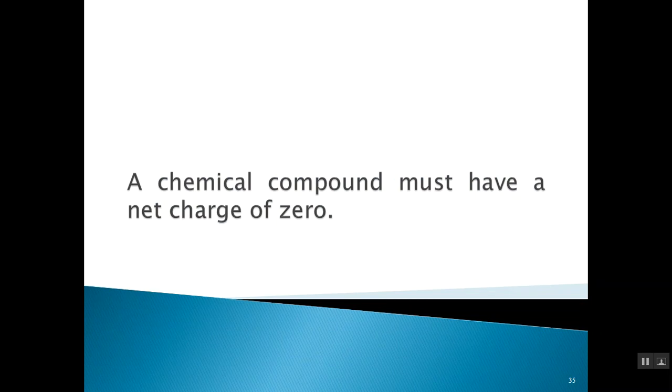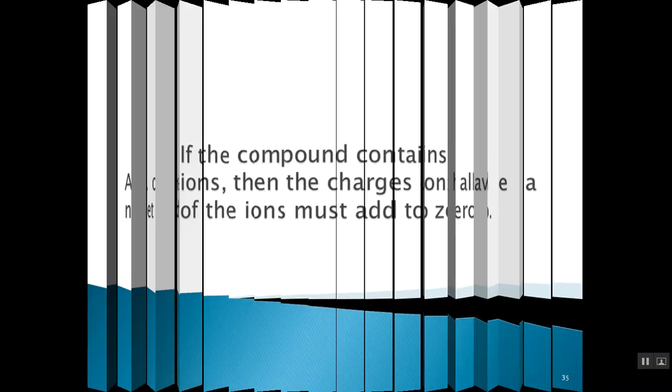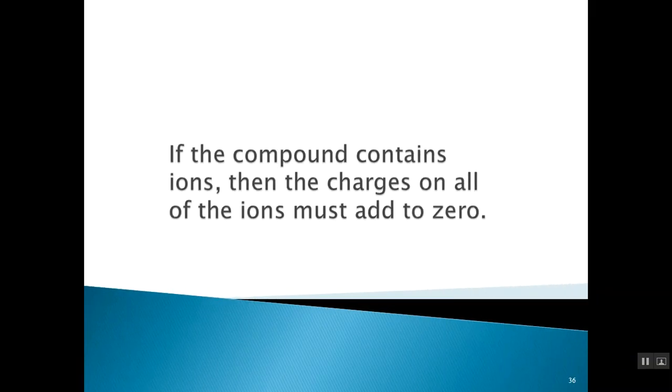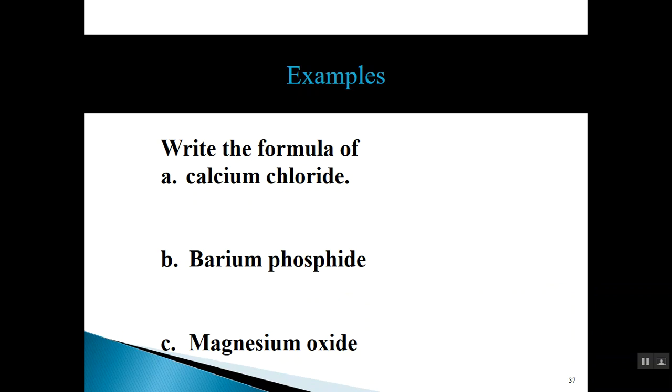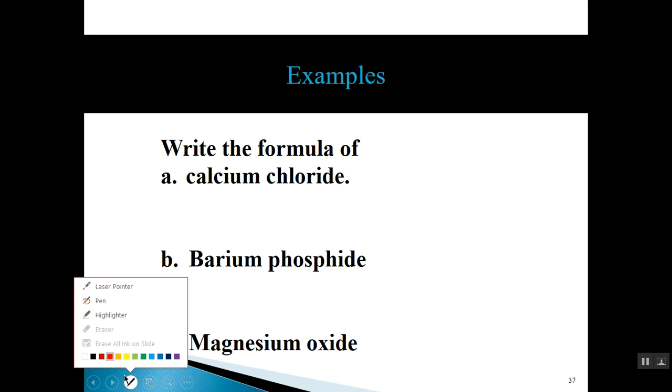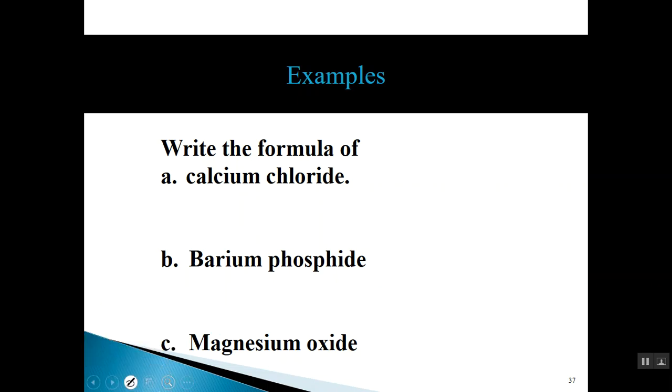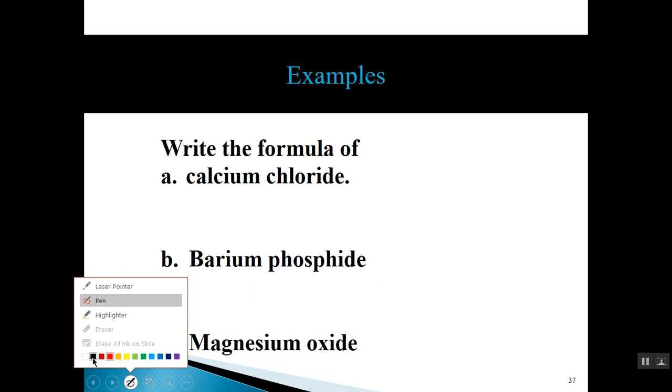Now, the key thing that you need to remember is what you see here on the screen. This is, I would say, the most important and fundamental thing that you have to recognize when it comes to naming these compounds, and that is that a chemical compound must have a net charge of 0. And what that means basically is that the total number of positive charges in the compound must be equal to the total number of negative charges. All right, so to illustrate this, we're going to look at these examples right here. Our task is to determine the formula for these compounds, right?